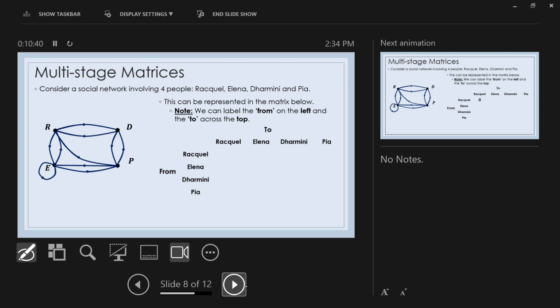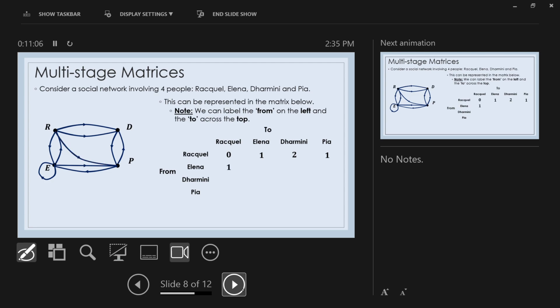So Raquel to Raquel. Now, she does not connect to herself, so we put a 0. Raquel to Eleanor. Now, she connects in one way, through that red line there. Raquel to Darmini connects in 2 ways, those 2 red lines across the top. Raquel to Pia connects in 1 way, in that red line, etc.